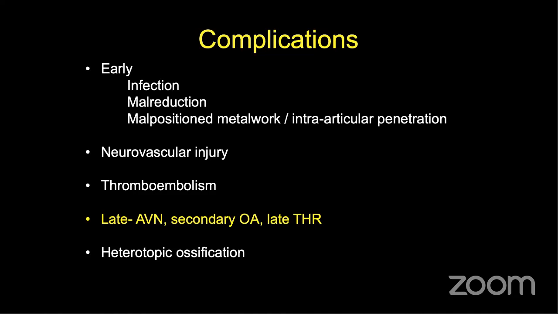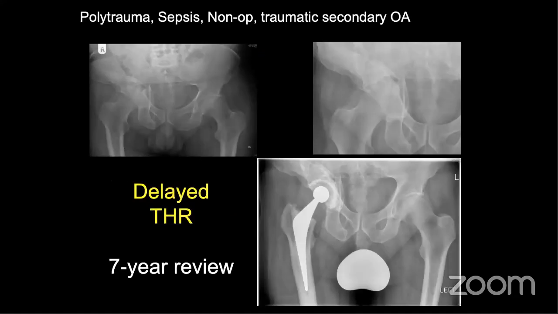Very severe Brooker grade 4 HO is less common. Probably I've seen 2 or 3 cases in the last decade where they developed very severe HO, where the hip became completely ankylosed. And usually that is more commonly associated with severe head injuries.